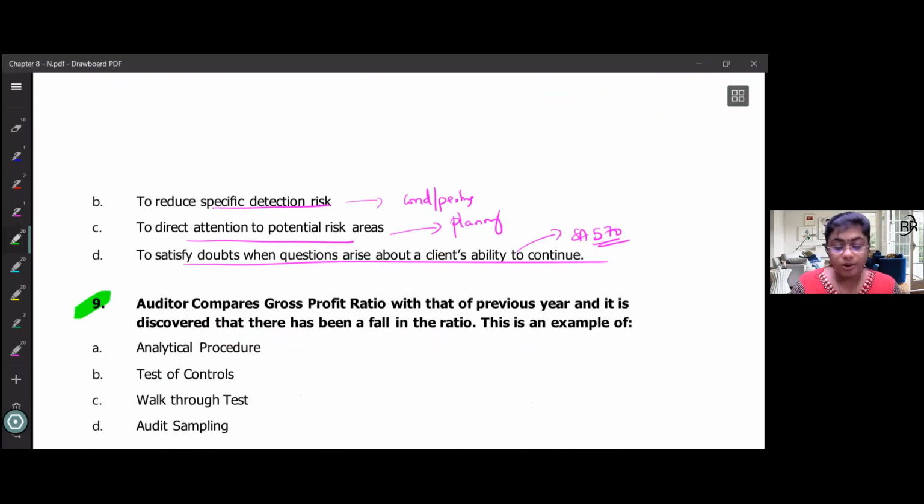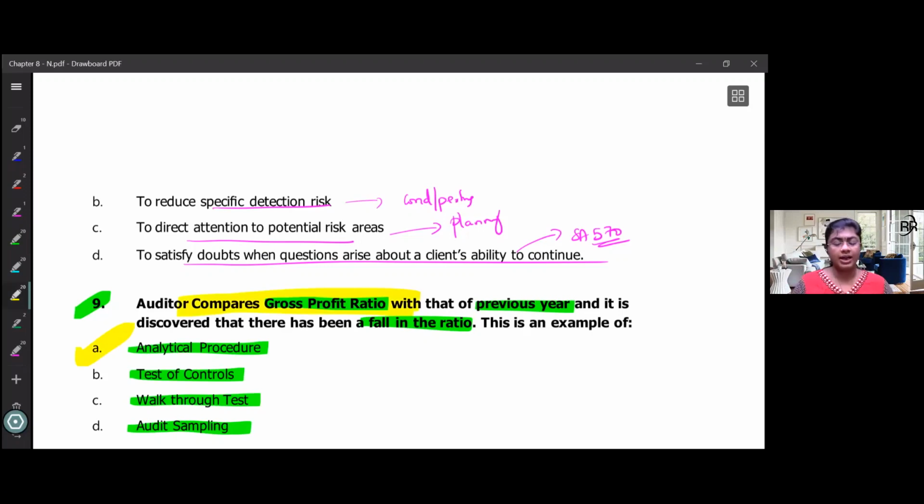Next one. Auditor compares GP ratio with that of previous year, and it is discovered that there is a fall in the ratio. This is an example of analytical procedure, test of control, walkthrough, sampling. Come on, here comparing GP ratio, ratio analysis. This is nothing but analytical procedure. I hope you are clear with these questions. Shall we move on to the next one? Few more questions are there, students.